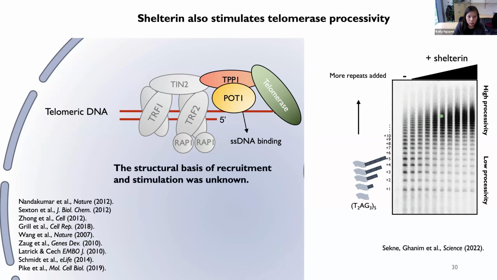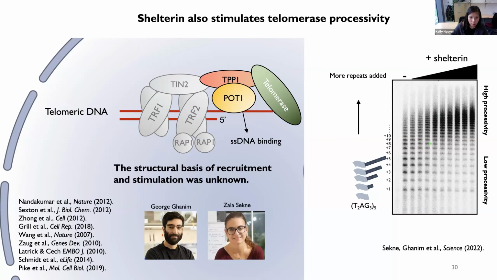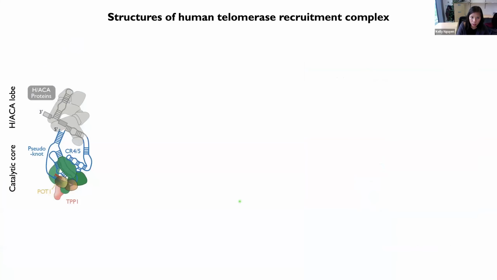And at the time, the structural basis of the recruitment, and so the stimulation, was not known. So we thought we could use the methodology we already developed to address this problem. This is work done by a very talented pair of postdoc and student in the lab, George and Zala. We solved two structures. We solved what we call the human telomerase recruitment complex. And in this structure, these two factors bind at the catalytic core, as shown here in this cartoon.